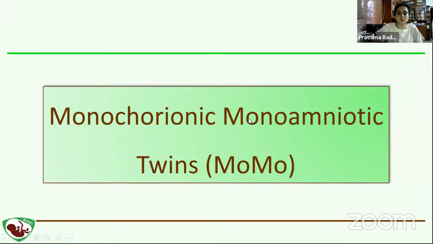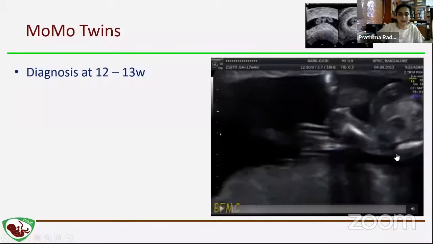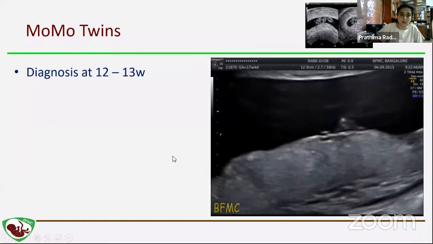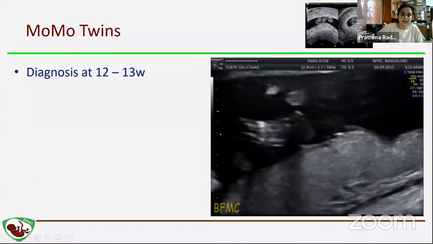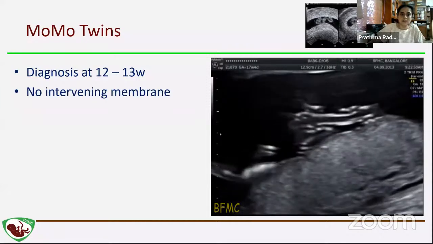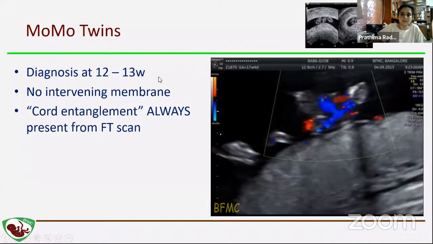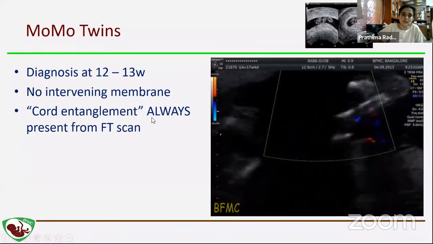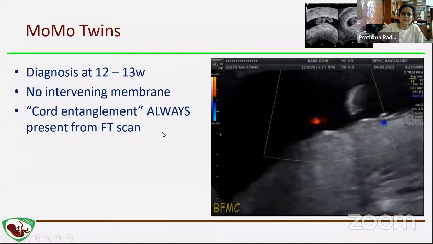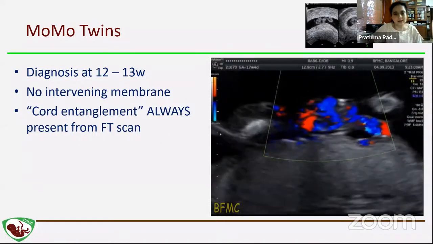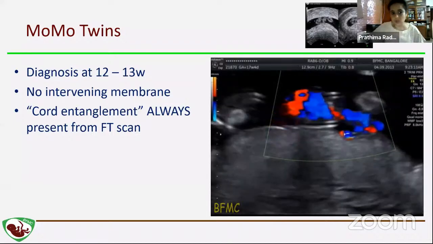Coming to the mono-mono twins, it's not uncommon, and many obstetricians get very worried when they see monochorionic and monoamniotic twins. Of course, diagnosis, as I already mentioned, is best done at 12 to 13 weeks. There is no intervening membrane, and I would always recommend doing a transvaginal scan as well to ensure that cord entanglement is present. There's nothing to be panicky about cord entanglement. It entangles and it untangles as well.